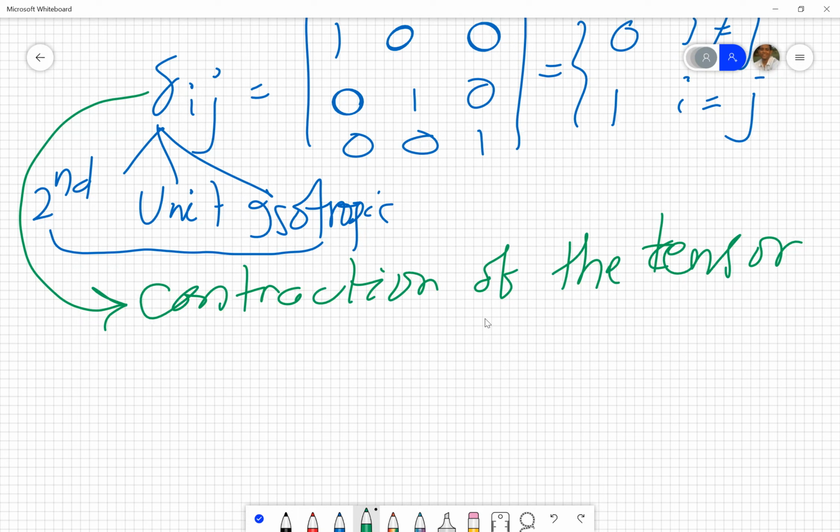So it is called the contraction of the tensor. Contraction means reducing. If some quantity is a fourth rank tensor and we multiply by the Kronecker delta, then the rank of the tensor quantity will be reduced. That's why it is called a contraction tensor, or also a reducing tensor. It reduces the rank of that component. Okay, so we'll see how it reduces the rank of this tensor quantity.